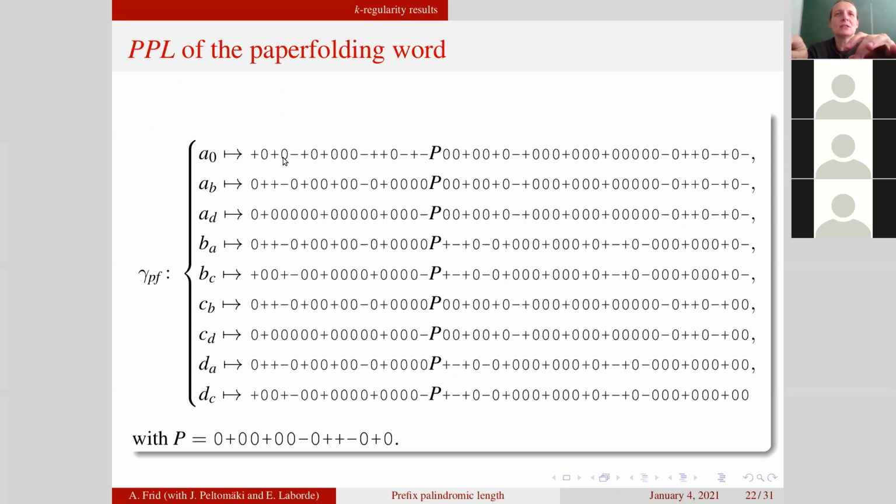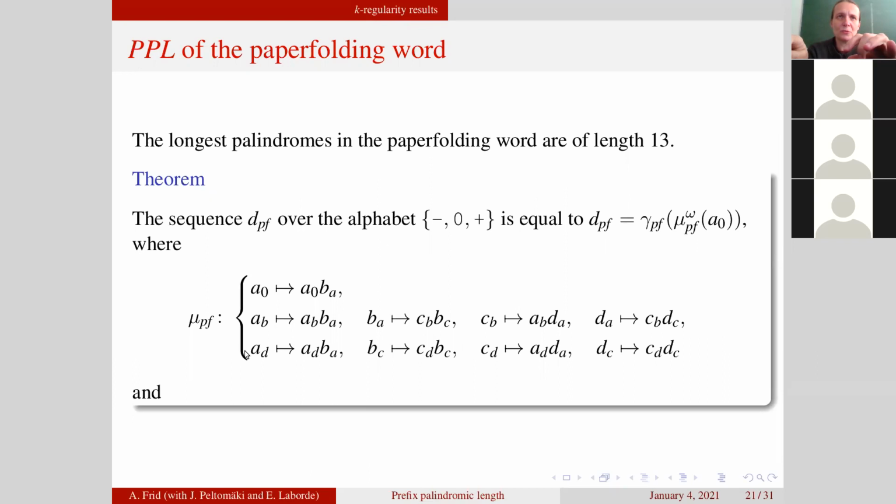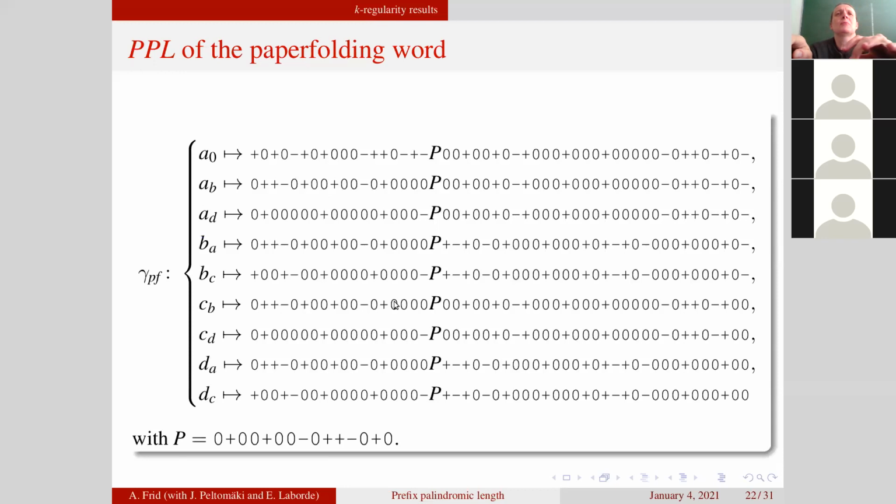I wrote it like this because it is important that there is the same word in between always at the same position. So it is a morphism of length 64 applied to a fixed point of another morphism, which looks like the original morphism on the alphabet A, B, C, D. The only difference is that, in fact, we are interested in couples of letters. For example, this is B, which follows A. Or this is C, which is after B. So in fact, the new letters are couples of previous letters. So we take the fixed point of this morphism. We apply this morphism. And we get the prefix palindromic lengths.